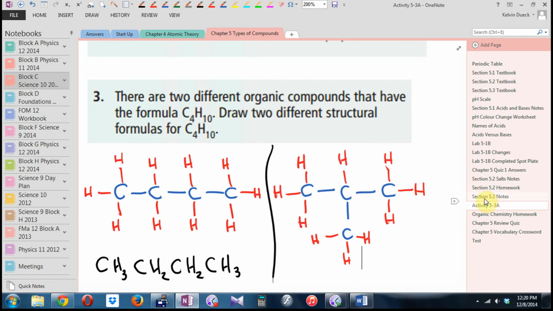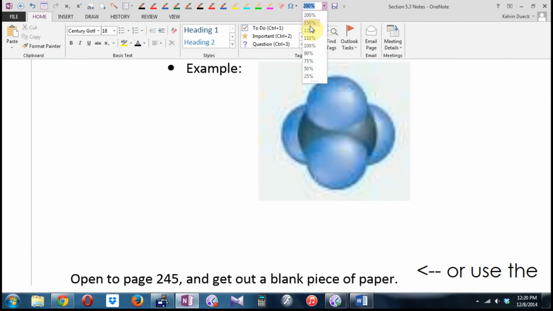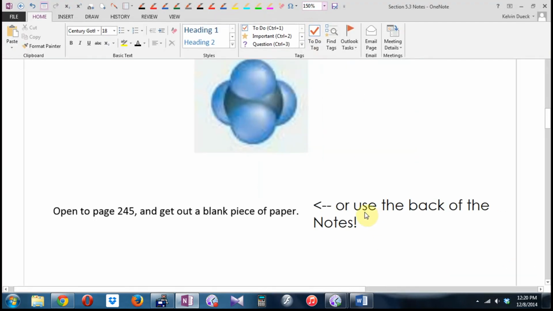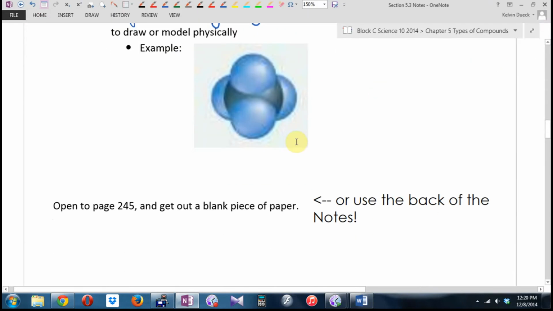Back to our notes. Am I going to ask you to draw those on your test? No. Would I have no problem giving you one of those pictures and saying, tell me the chemical formula? Yeah, count the C's, count the H's.